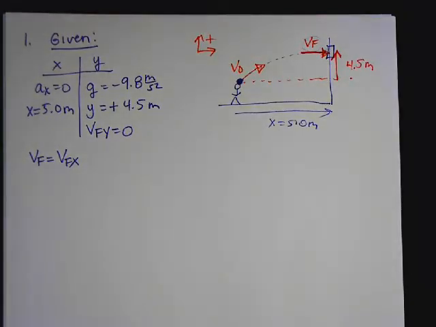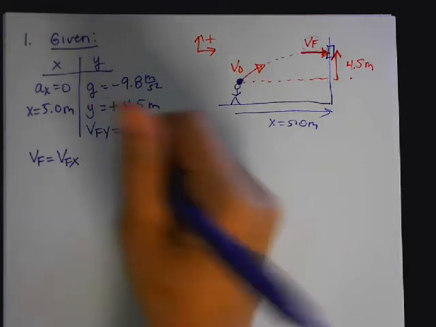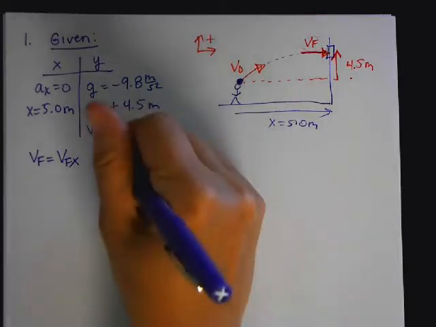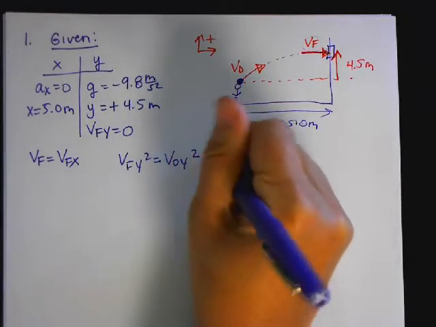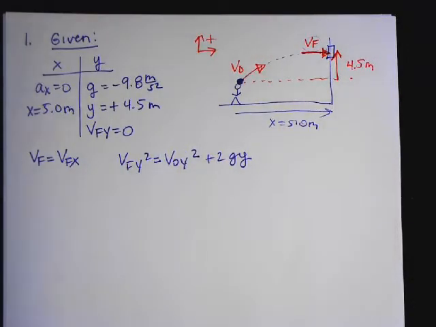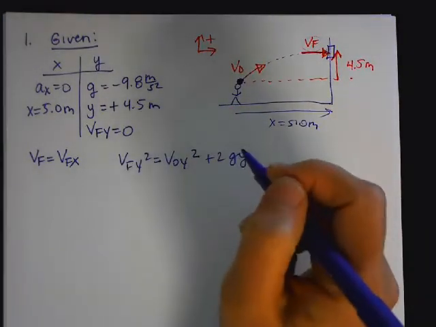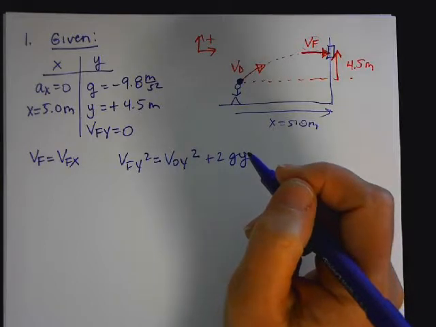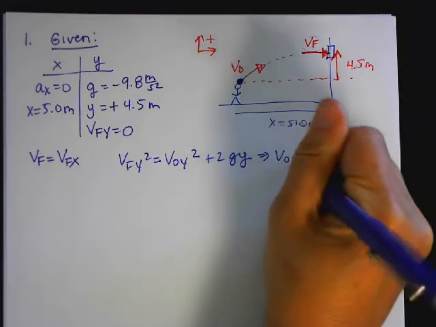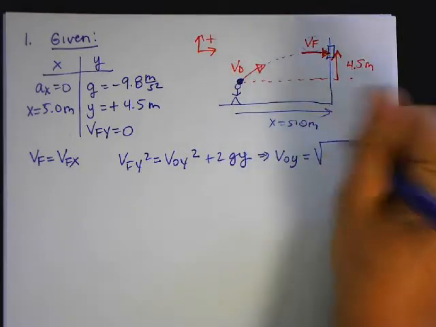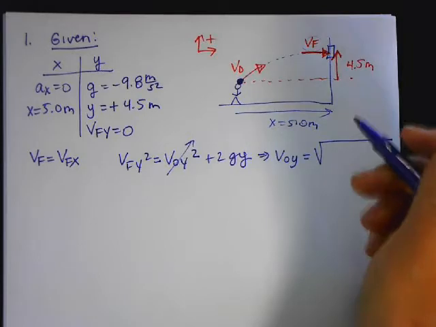Well, what I can do is, I can say VFY squared is equal to V naught Y squared plus 2GY. And you know, with all these problems, there's more than one way to do it. Okay? Because you can do different things first and use different equations because we have all our kinematic equations. So if I rearrange this to solve for V naught Y, V naught Y is equal to the square root. Now I know this is 0, so I'll get rid of that.